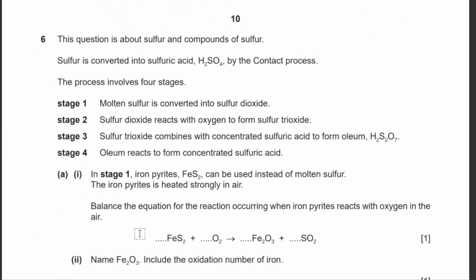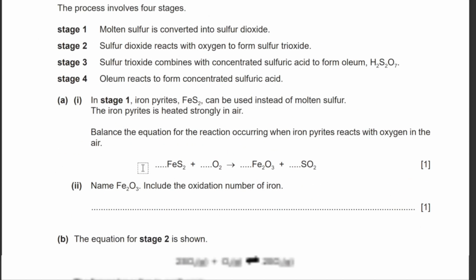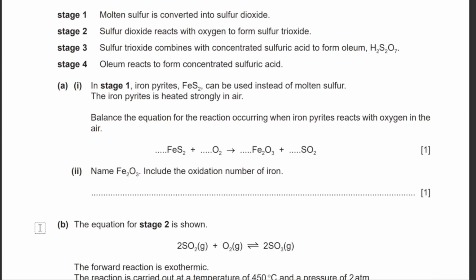Moving to question number 6. Alright, this question is about sulfur and compounds of sulfur. Sulfur is converted into sulfuric acid, H2SO4, by the contact process. The process involves 4 stages. In stage 1, iron pyrites, FeS2, can be used instead of molten sulfur. The iron pyrites is heated strongly in air.